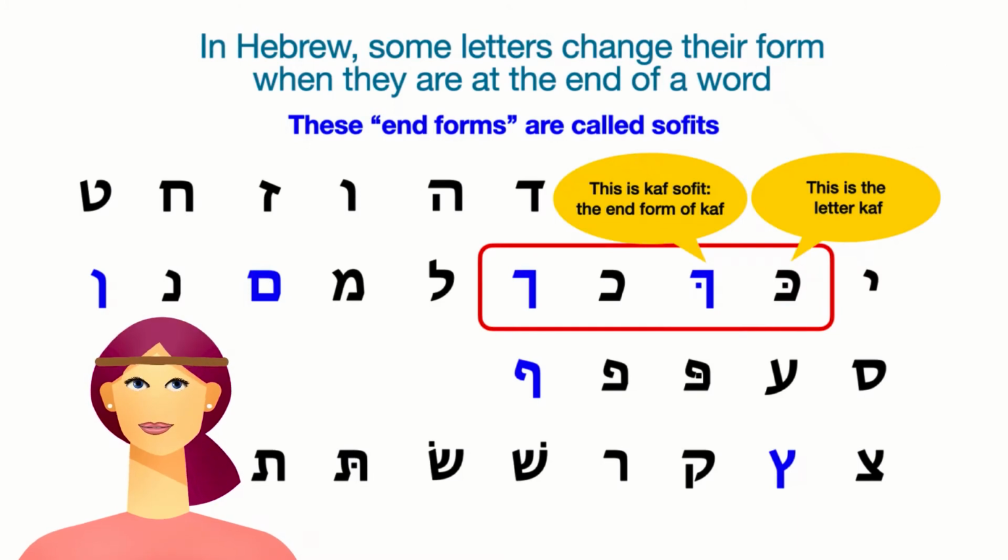In Hebrew, some letters are written differently when they are found at the end of a word. The end forms of such letters are called sofit. For example, the letter Chaf is written in this way when it is found at the beginning or within a word. But when Chaf is found at the end of a word, it is written like this. This end form of Chaf is called Chaf sofit.